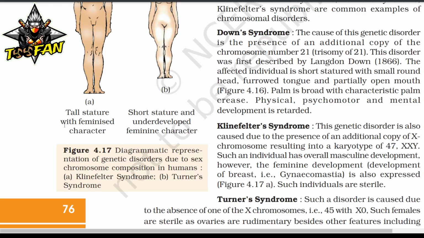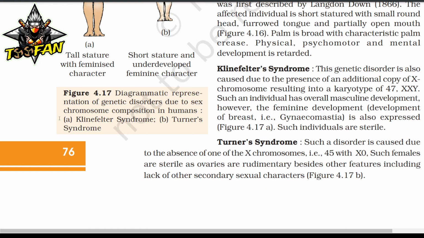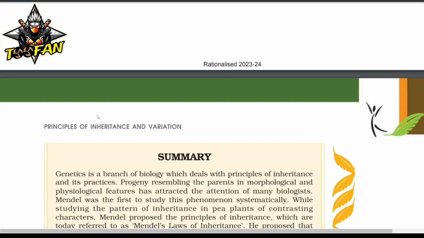Such individuals are sterile. Turner syndrome. Such a disorder is caused due to the absence of one of the X chromosomes, giving 45 with XO. Such females are sterile with rudimentary ovaries, besides other features including lack of secondary sexual characters.